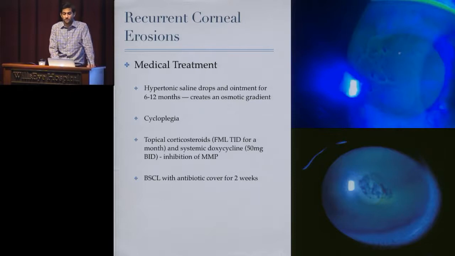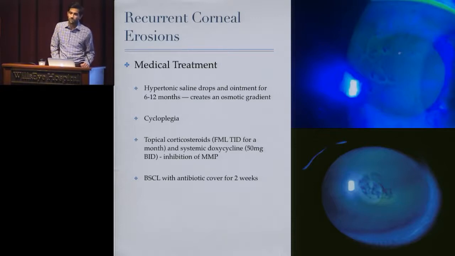So as far as medical treatment for an erosion, what do we do? The classic teaching is Muro 128 drops and ointment. What this does is it creates an osmotic gradient, and theoretically it allows the epithelium to stick better to the underlying Bowman's.